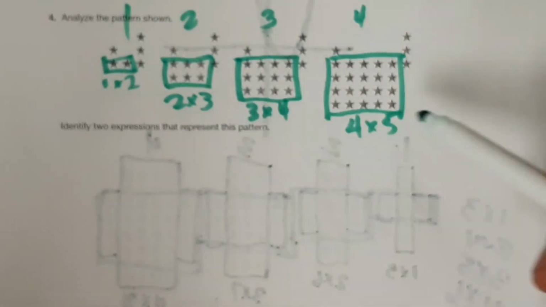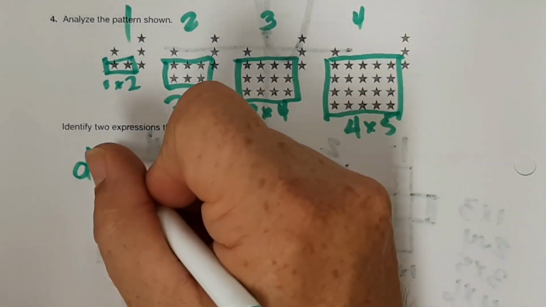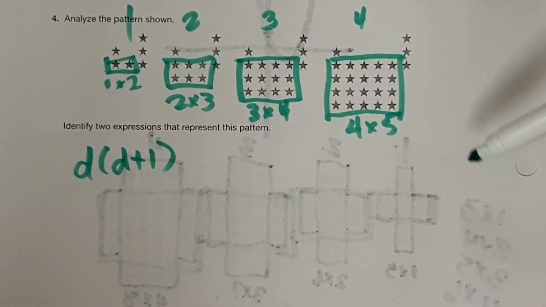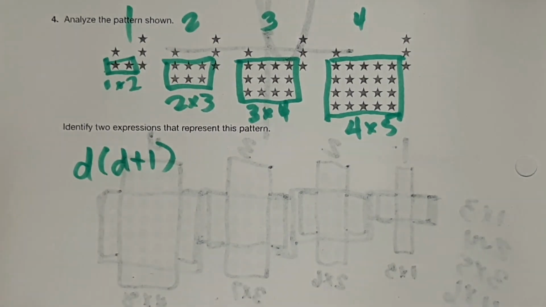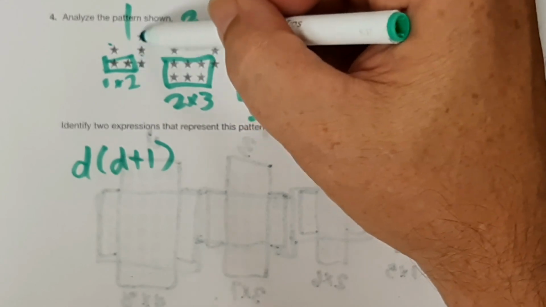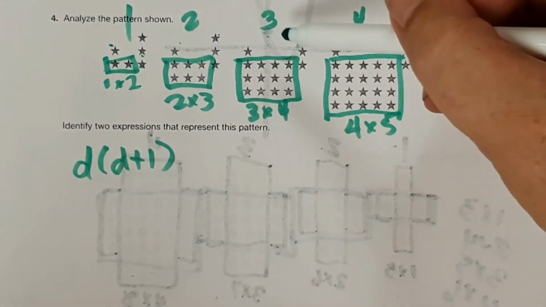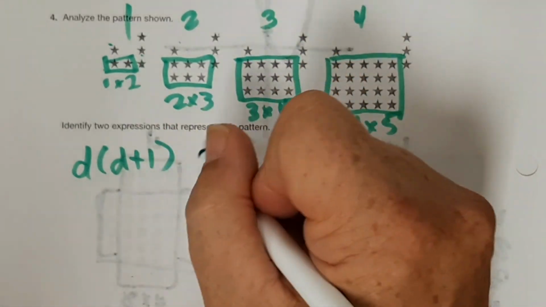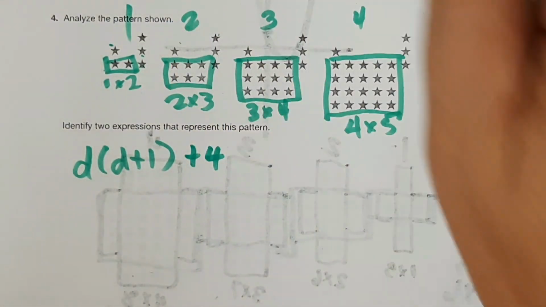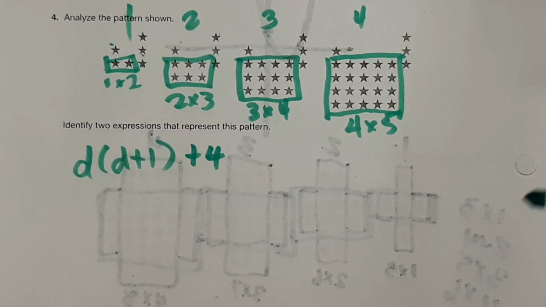So first of all, what we have here is I have the design number times the design number plus 1. Because I'm going to add 1 to my column every time. Well, now all we have to do is count how many stars are on the outside of my boxes here. I've got 1, 2, 3, 4. Oh, all of these are 4. So all I have to do is add 4 here. Because I have 4 stars on the outside of my boxed out pattern every time. So that's one way to approach that.